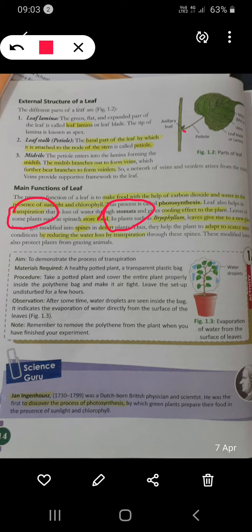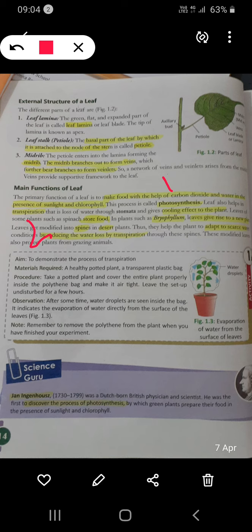Or if you cover a plant in a pot, you will see after some time there are some tiny water droplets, which indicates the evaporation of water on the surface of the leaf. Okay students, that means this transpiration process is also done by the leaf. So these are the two important processes which are done by a leaf. What are the two important processes? Photosynthesis. One is photosynthesis and the other one is transpiration.